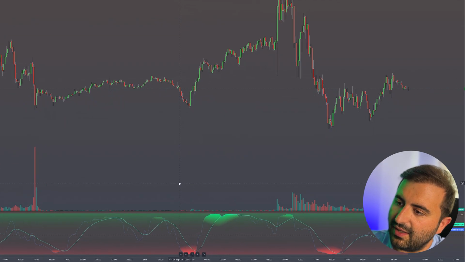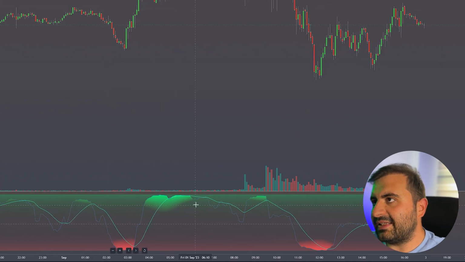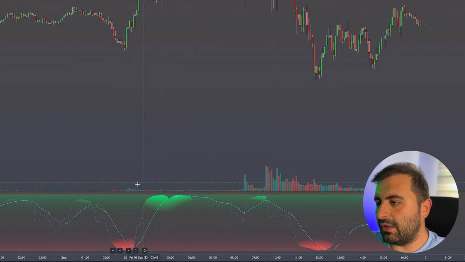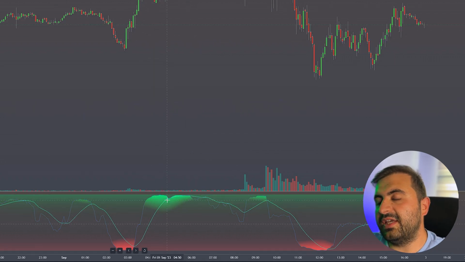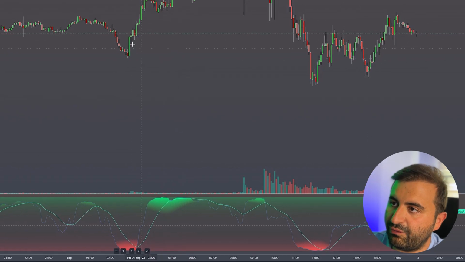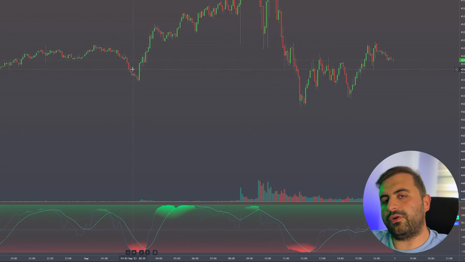When you see these green clouds and the red clouds, it means that there are overbought and oversold situations going on. So if you are in a long position and you see the green clouds, you can take your profit or you can take some partials. And if you see a red cloud and you are in a short position, you can take some partials or you can close your whole position.